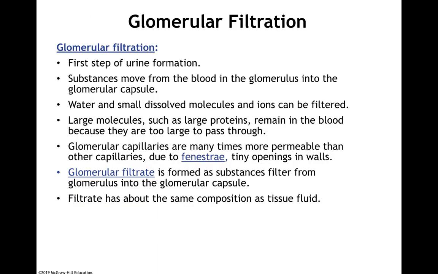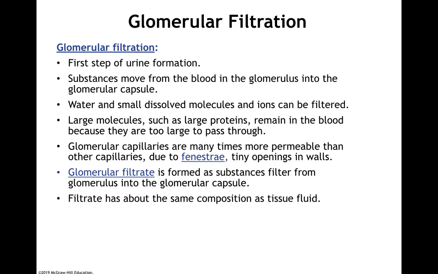So glomerular filtration is the first step of urine formation. Substances are moved from the blood into the glomerulus and the glomerular capsule. That would include water, small dissolved molecules, and ions. Larger molecules like proteins should remain in the blood. They're too large to pass through the pores.